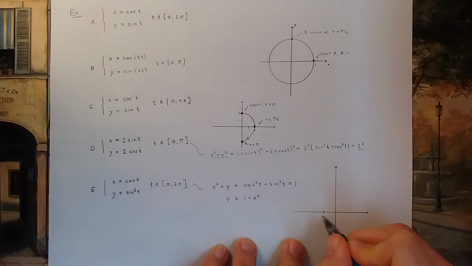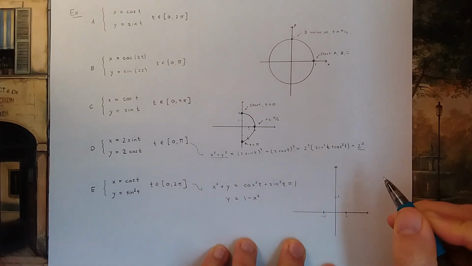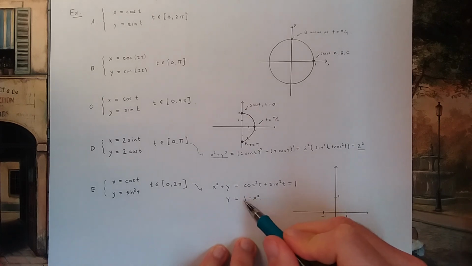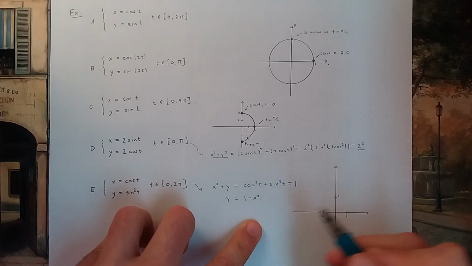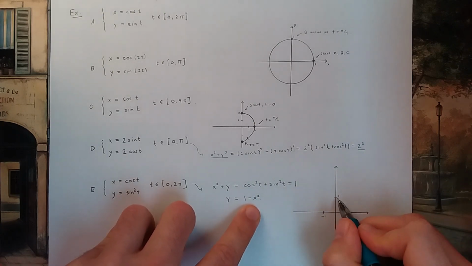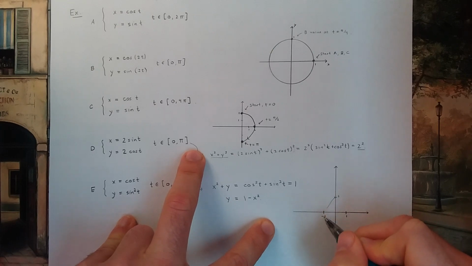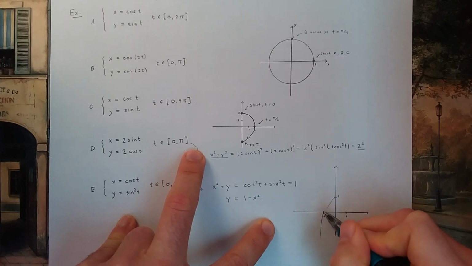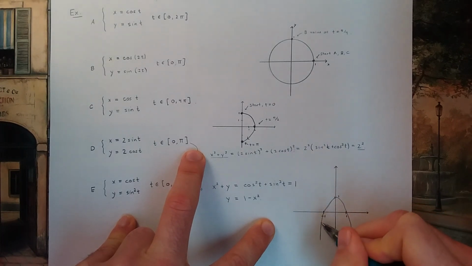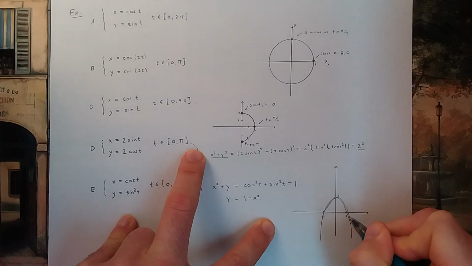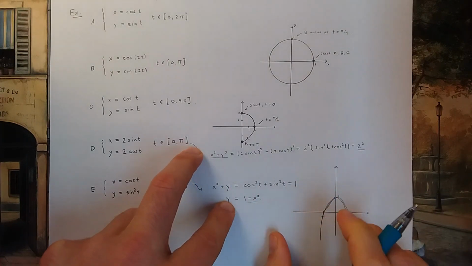So here's -1. Here's 1. Here's height 1. This is a parabola that is facing down, and if I plug in x equals 0, I get 1. So it's a parabola that goes like this. That's supposed to be a parabola that comes up and goes down like that. That's the underlying shape of the parametric equation.